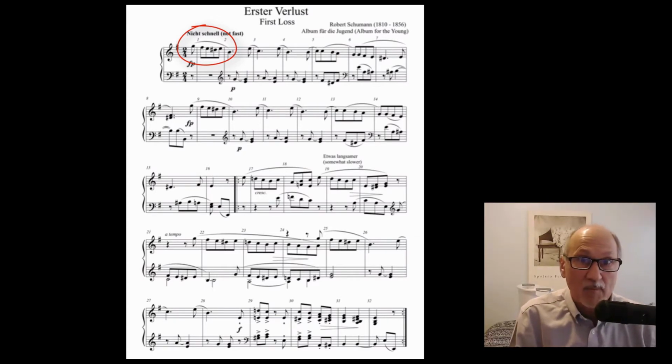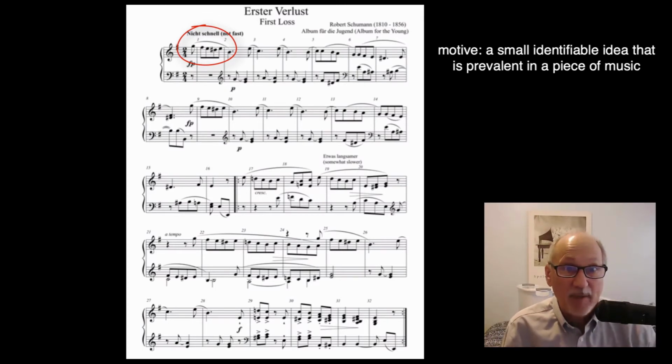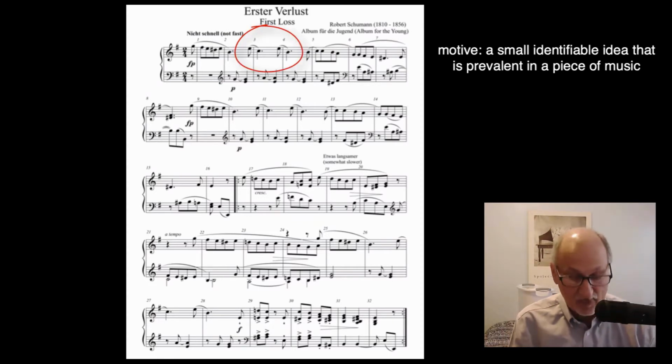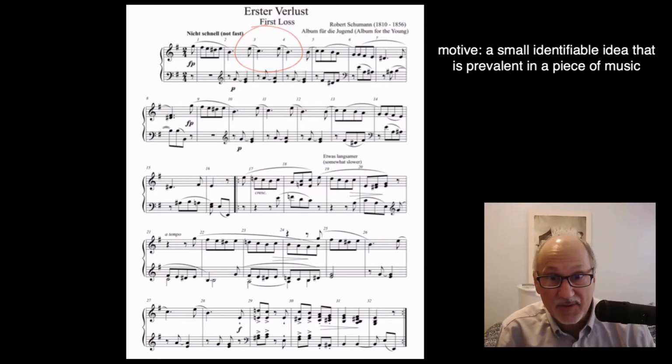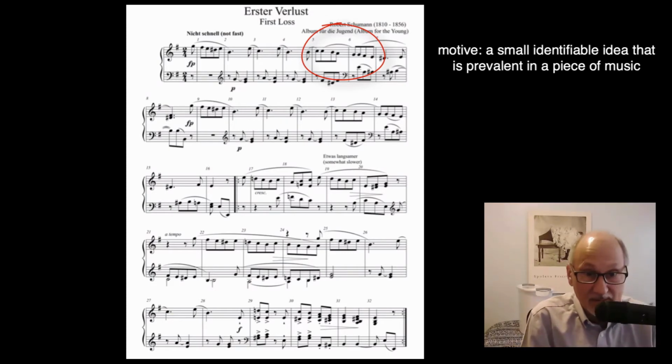A motive is just a small idea that we hear in music that seems to be repeated in the fabric of a piece. Now, fragments of the shape and rhythm of this motive are found in the next several measures. Notice the two short groupings of the eighth note skipping downward to the dotted quarter note in measures 3 and 4. And also notice the groupings of eighth notes resolving to the next measure in measures 5 and 6.